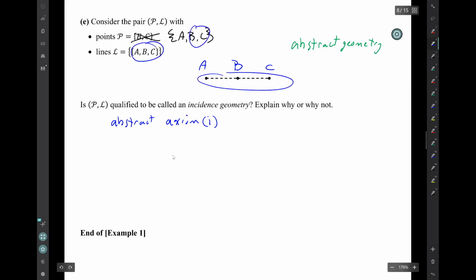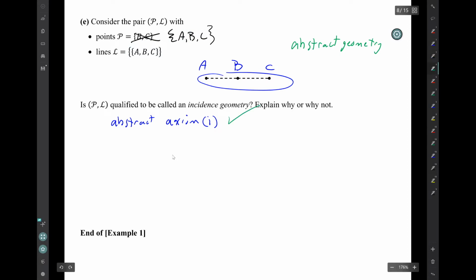Points B and C lie together on that line. Points A and C lie together on that same line. So every pair of points has a line that they both lie on.